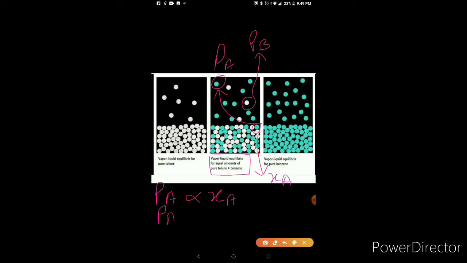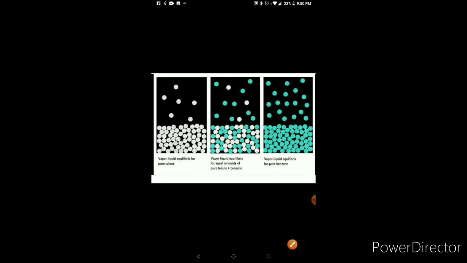If I remove the proportionality sign, I will say constant P naught. What is this P naught? P naught of A component, into XA as it is. Similarly, the partial pressure of B component is directly proportional to the mole fraction of B component. If we remove the proportionality sign, we put here P naught B as the constant of proportionality. So the partial pressure of A is P naught A into XA, and the partial pressure of B is P naught B into XB.